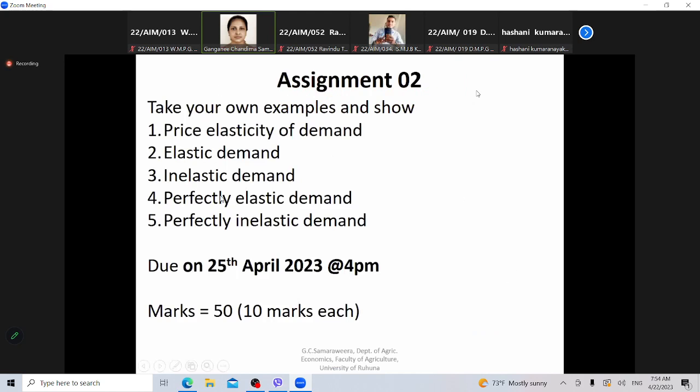So then I gave you this assignment. I just revised all this to make you understand the assignment on price elasticity of demand. You can take your own values and explain. If you know the concept, you can put any values accordingly. Then elastic demand is more or less parallel to the x-axis. Inelastic demand is more or less parallel to the y-axis. Then perfectly elastic is exactly parallel to the x-axis. Perfectly inelastic demand is exactly parallel to the y-axis.